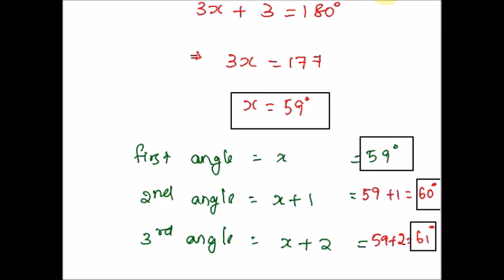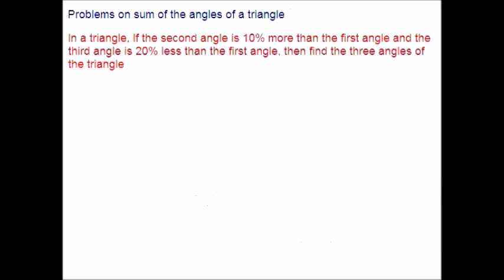So far we were discussing word problems with some information. Now let me take another word problem which uses percentage as the given information. Using that we have to solve for the unknown value. Let me write the question on the board. In a triangle, if the second angle is 20% more than the first angle and the third angle is 20% less than the first angle, then find the 3 angles of the triangle.